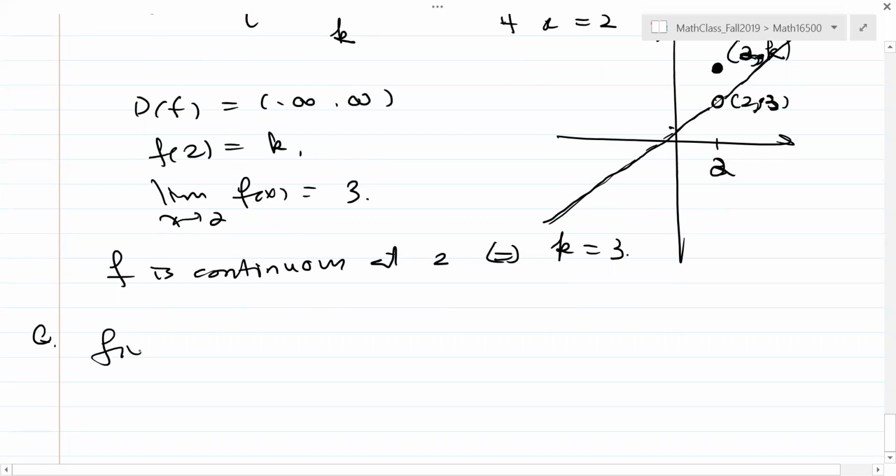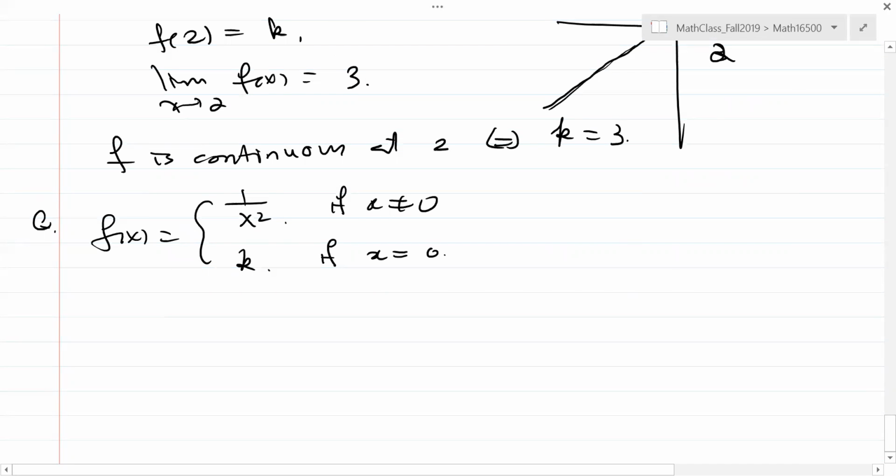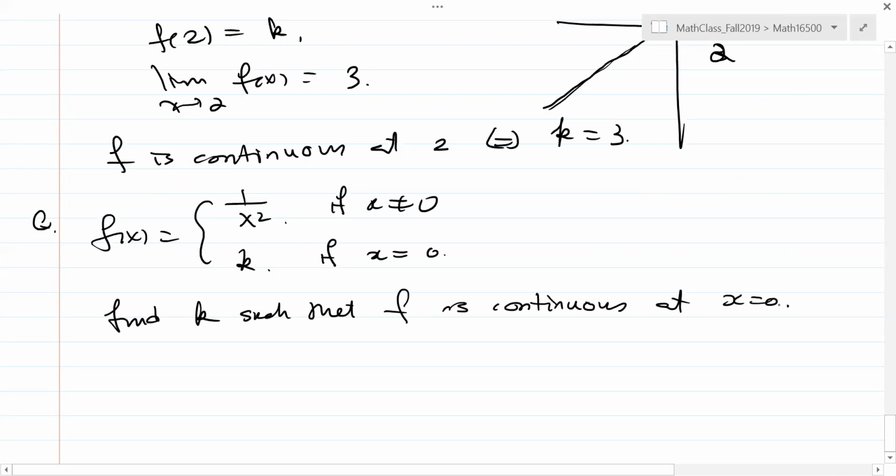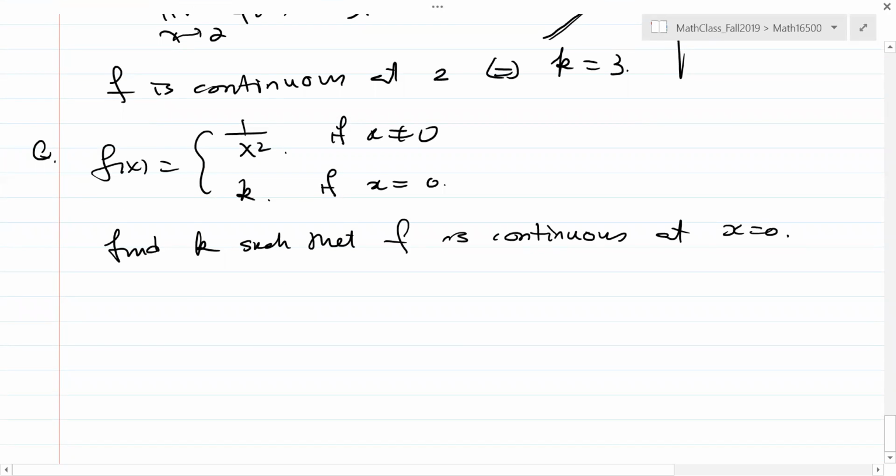So next problem, it's also a piecewise defined function: 1 over x squared if x is not 0, and k if x equals 0. My question is, can you find the value of k so that the function is continuous at 0? The answer is no. Okay, no solution. Find the k such that f is continuous, like the above problem, at x equals 0. Can we do that? The answer is no.